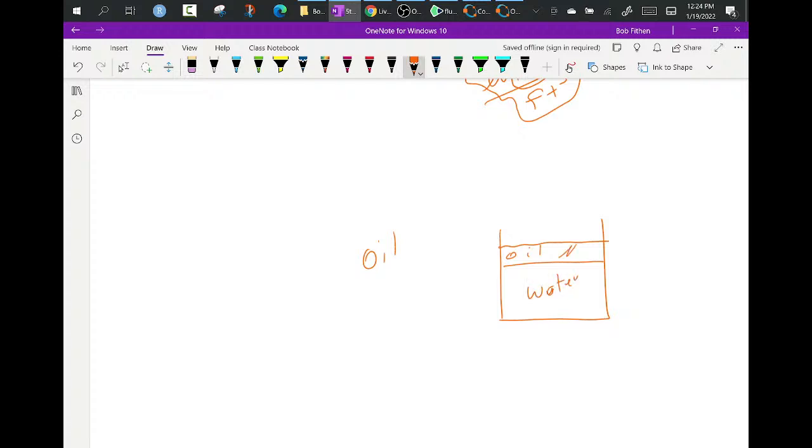Well, that obviously means that this oil is lighter. So the specific gravity of oil is less than 1. Now, let's say we took liquid mercury, or mercury which is liquid.